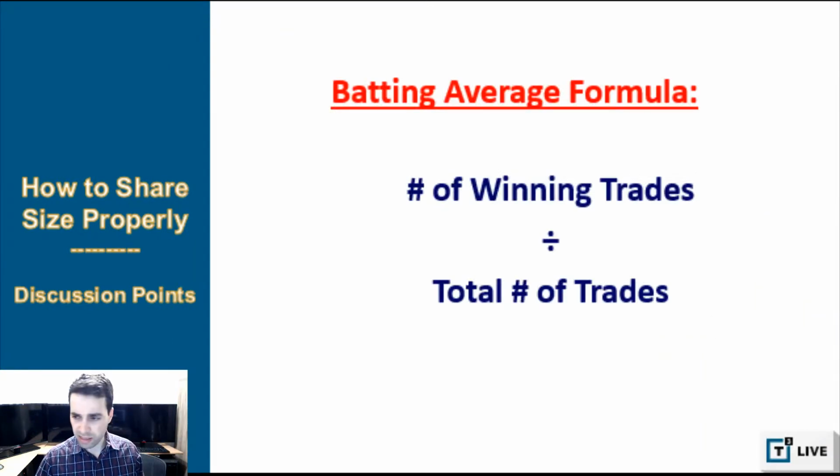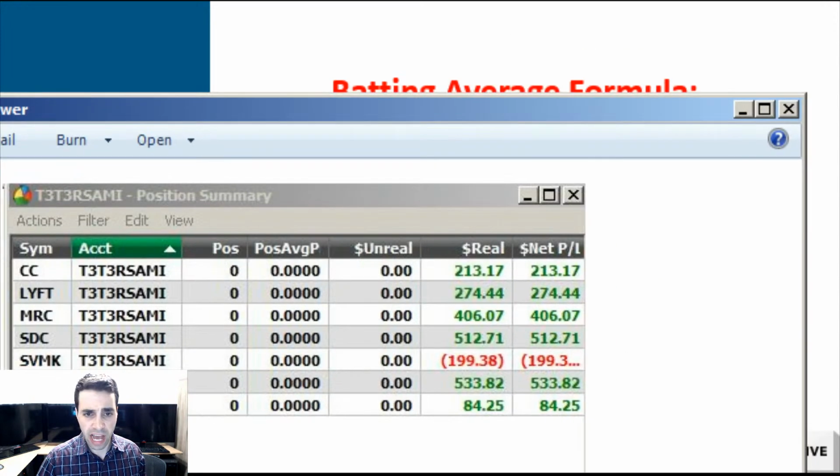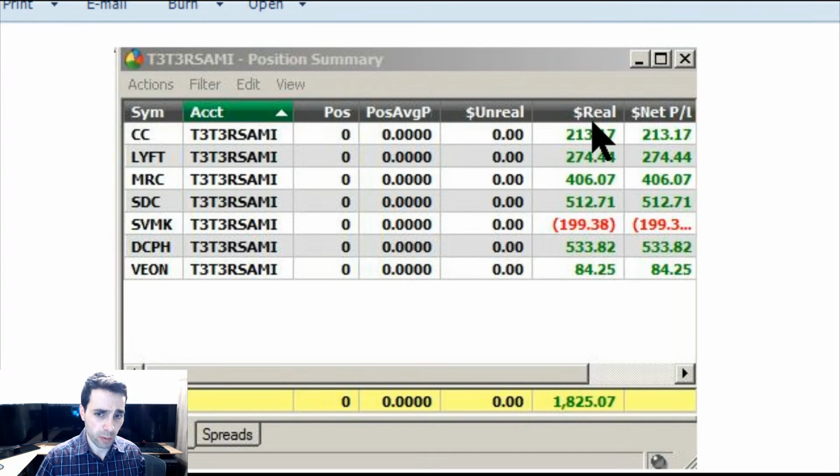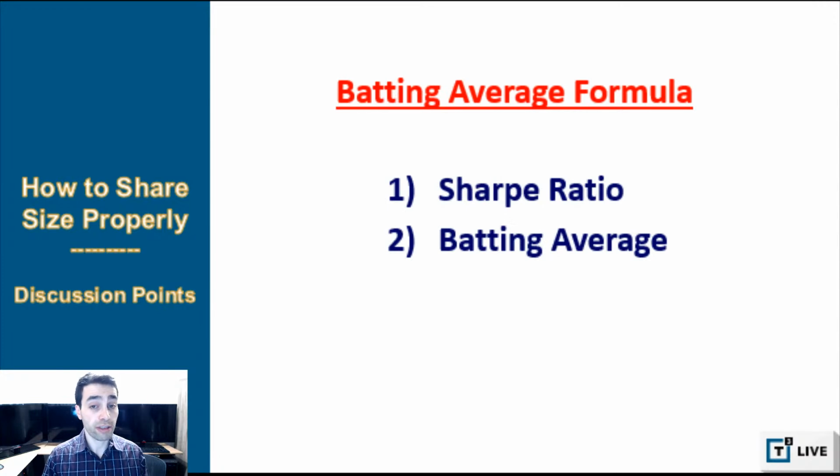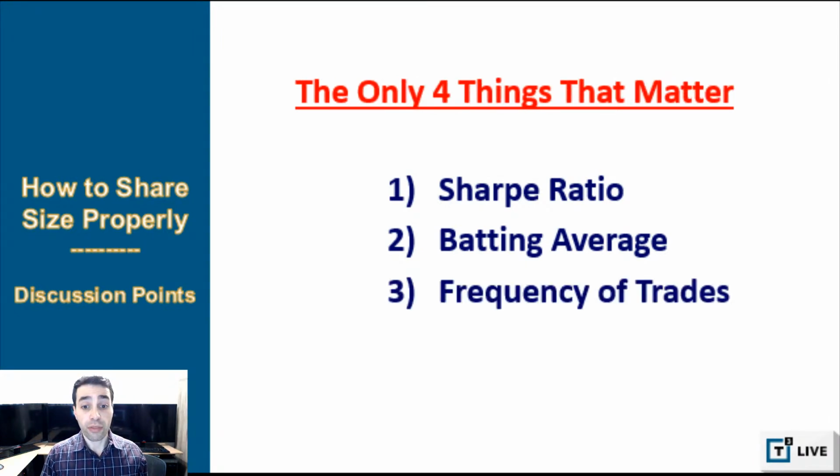What was the last day, the 14th we said? The batting average for me would have been 7 trades, so you take 6 divided by 7, or 86% batting average. Does that make sense? So that's the formula for the batting average. The first thing is Sharpe ratio, the second thing is batting average, or your hit rate. The third thing is your frequency of trades, how many trades you take.